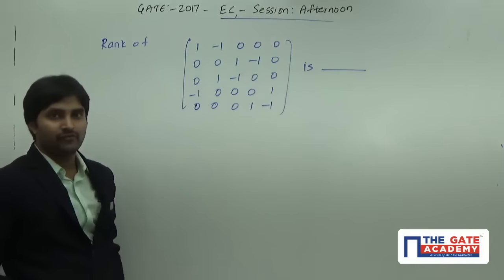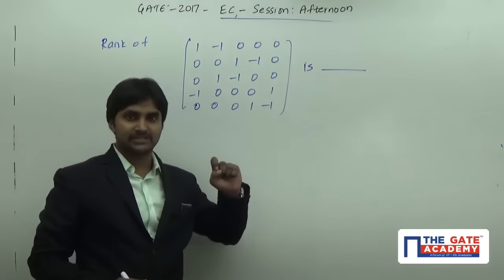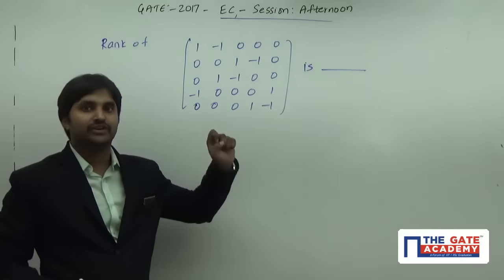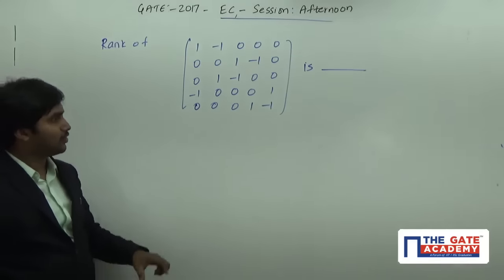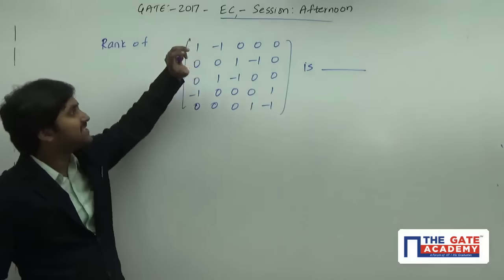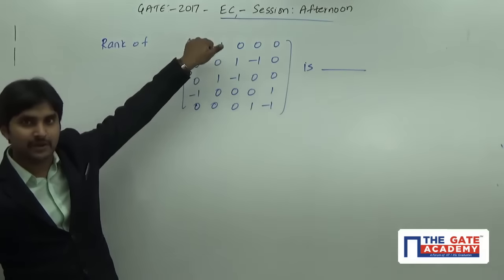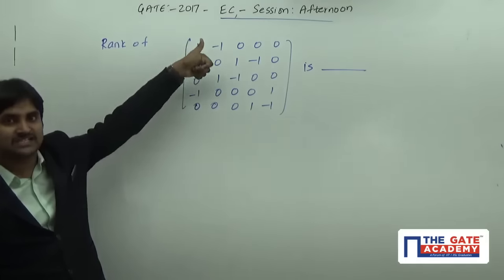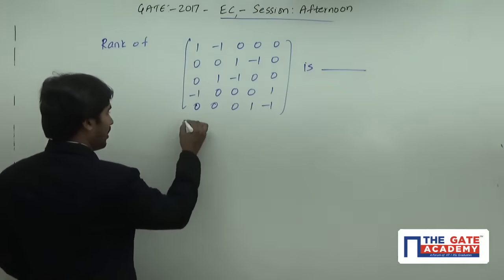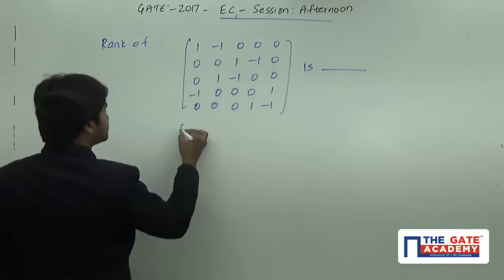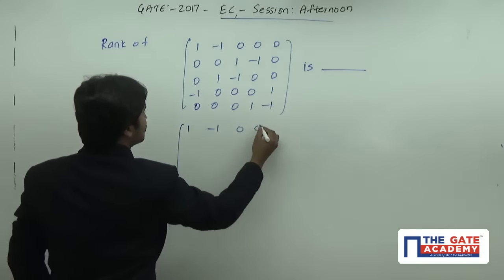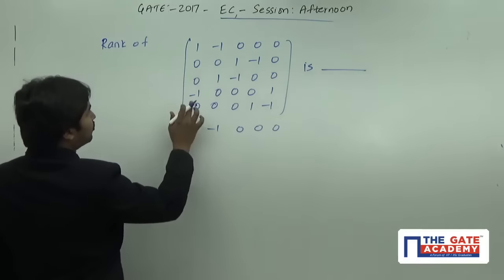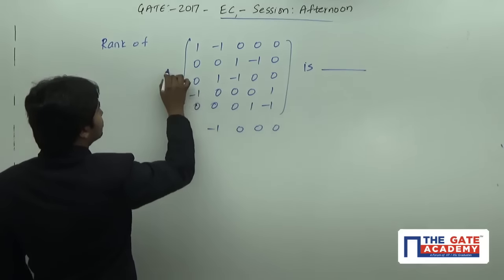Now generally, when you are asked about the rank of a particular matrix, we will try to convert it into a row echelon form. In this particular problem, if you observe, we can just arrange it and get the row echelon form of some sort. What I'm trying to do is keep the first row as it is. Now I'm going to bring my third row to the second row.